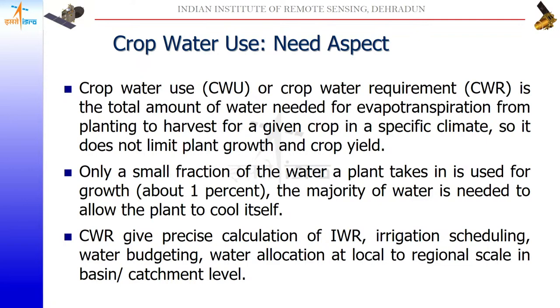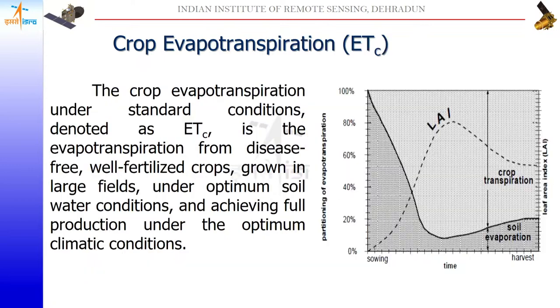So the crop water requirement or crop water use is ultimately used for precise estimation or calculation of irrigation water requirement, irrigation scheduling, water budgeting and water allocation for a canal network area, for a basin level or catchment level. So we can easily assess how much water we have, and accordingly manage our water for better distribution for irrigation purposes, for potential agricultural production.